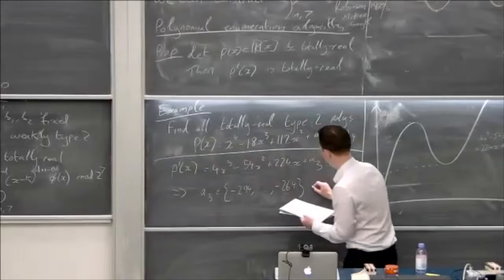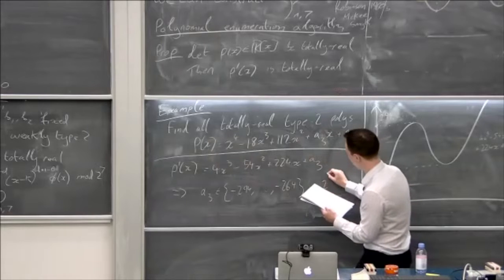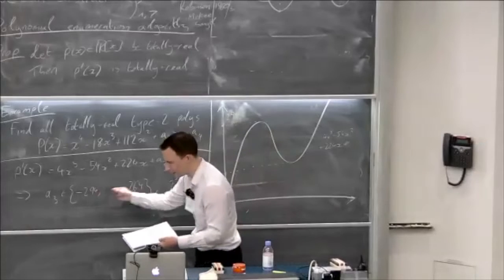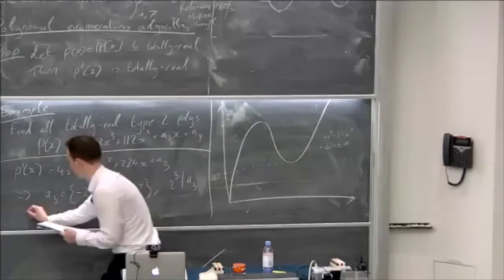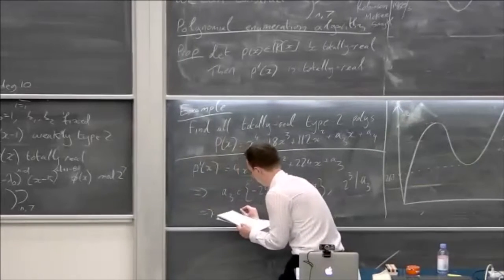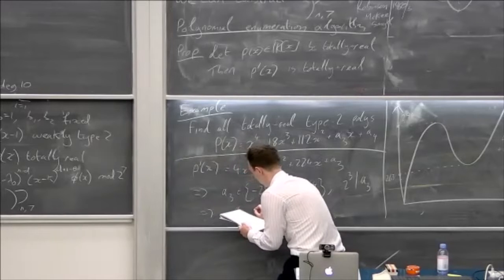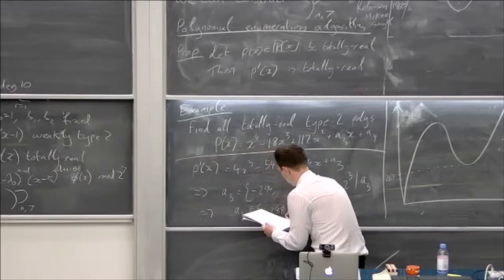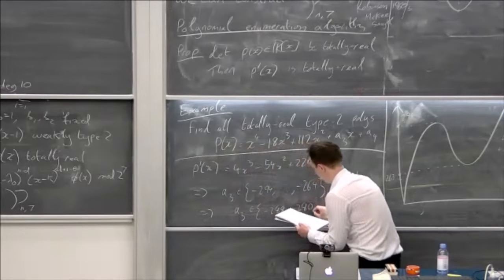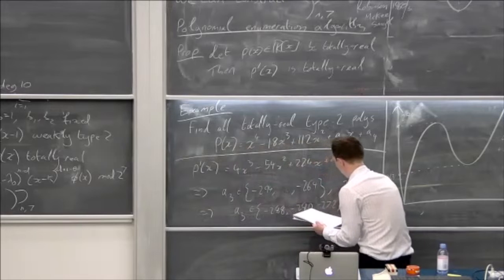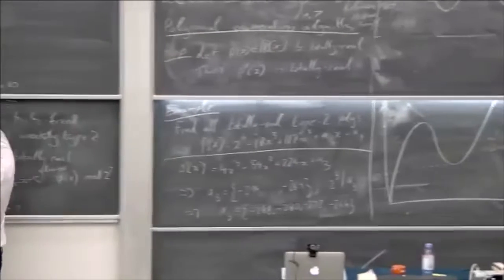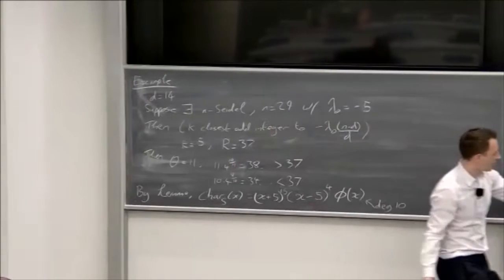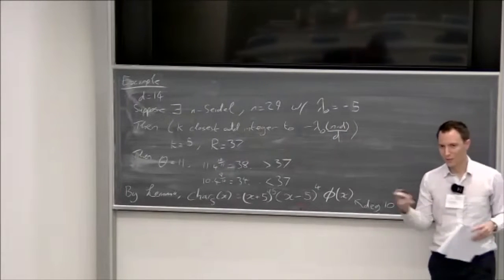Since it's type 2, we know that 2 to the 3 has to divide a sub 3. And so we can just kill off most of these things. We find that a sub 3 is just one of 4 possible values: minus 280, minus 272, minus 264. And then we repeat this idea where we plug in each of these possibilities for a3. So it's kind of recursive.